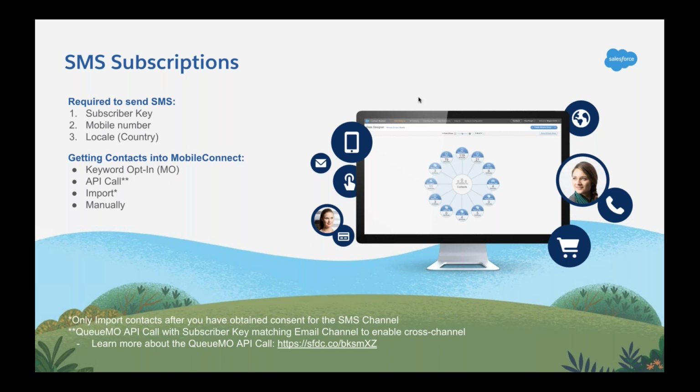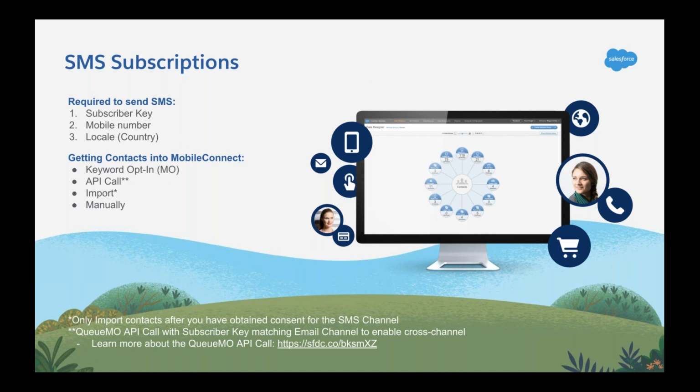There are 3 things that are required to send SMS in Marketing Cloud, and that's subscriber key, mobile number, and locale, or the country code itself. The locale is inferred if you're using the contacts model, but if you want to use something like a data extension as your send list, it is absolutely required that you have locale. And the locales in those DEs have to be the 5-character alphanumeric locales. So for the US, that would be EN-US, which is US English.